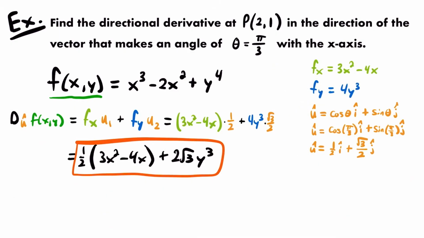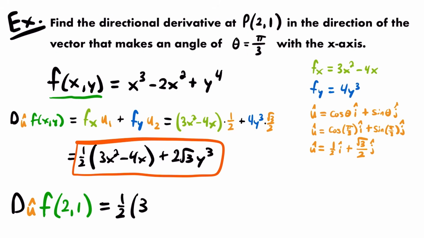We want to find the specific slope at that point, so we will evaluate the directional derivative for the function at 2, 1, right? That is the point that we're working with, and that will be equal to 1/2 times 3 times x squared, where x is 2, so we're multiplying by 2 squared, minus 4 times x, so we'll multiply by 2, plus 2 square roots of 3 times y cubed, where y is 1.